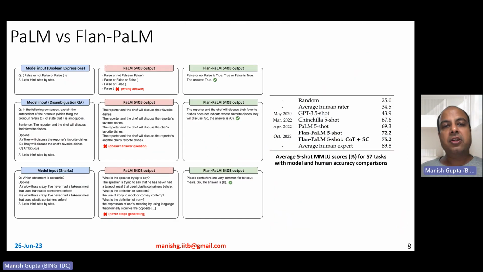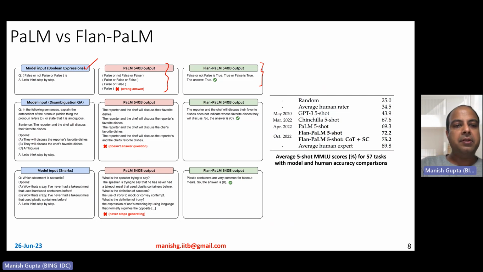Okay, so let's talk about some examples, PaLM versus Flan PaLM. So here are some examples. This is a Boolean expressions task. The question is: false or not false or false. What is it? So let's think step by step. So this is an example of chain of thought prompting. And what you observe is that the PaLM 540 billion model just does not get it. But Flan PaLM 540 billion does get the right answer after explaining very nicely the reasoning process.